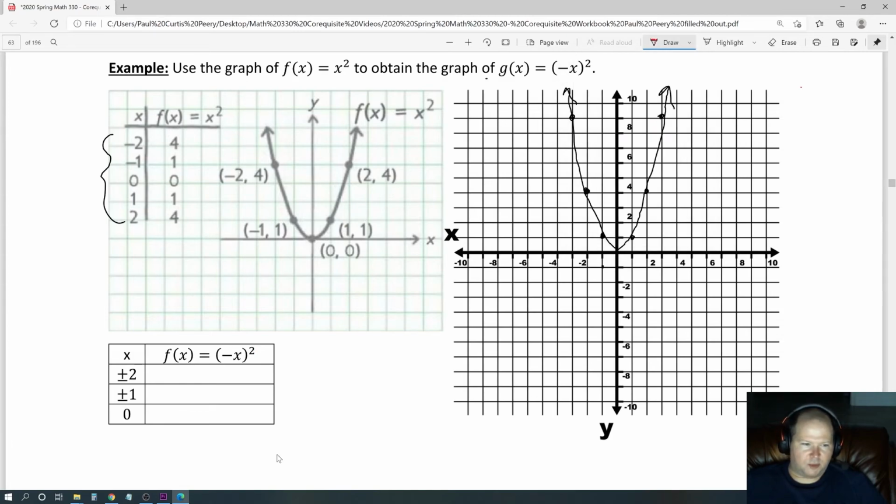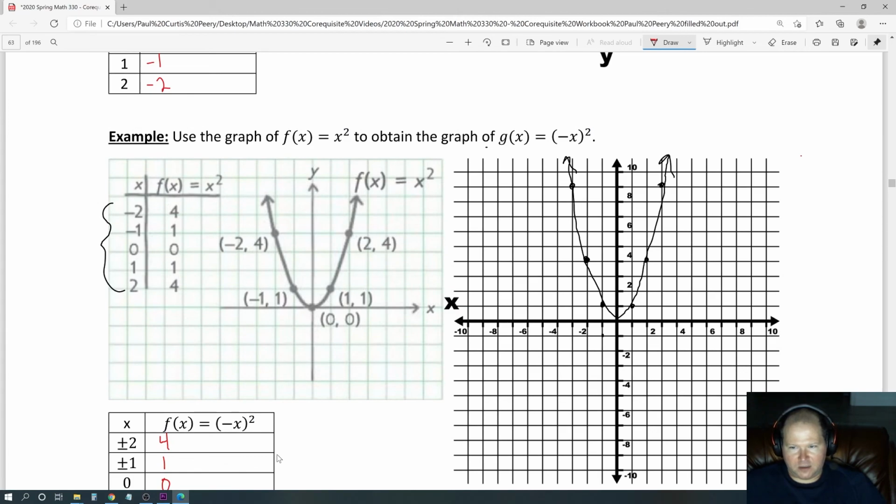Okay, so let's come up with some new points. Now, I'm saying a negative squared. So a negative 2 squared is 4, and a positive 2 squared is 4. They're both 4. A negative 1 squared is positive 1, and a positive 1 squared is also 1. And 0 squared is 0. So I have these points. So what does that really mean, right? Well, what it means is, if I graph this, I end up with the same thing.